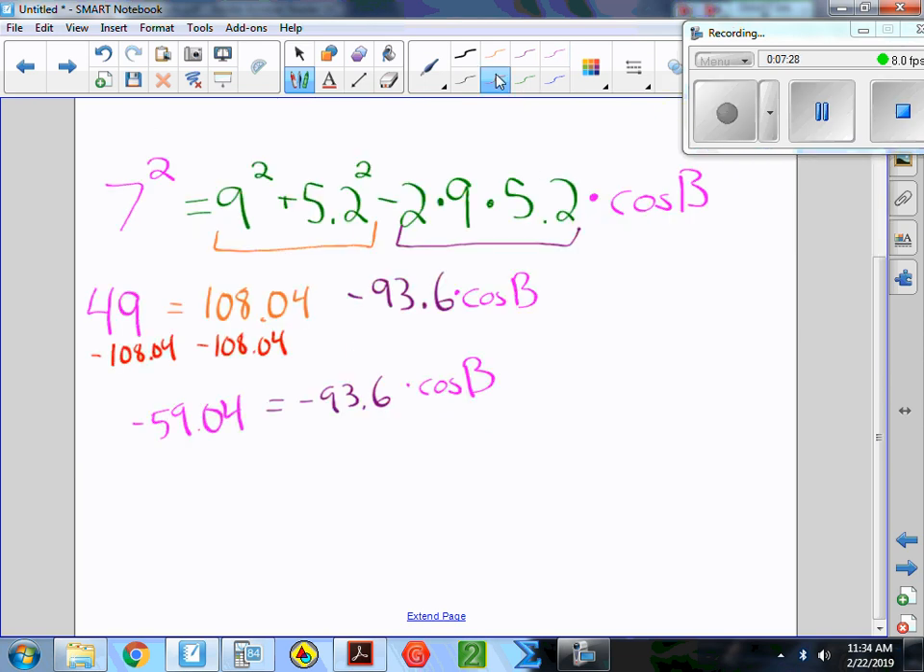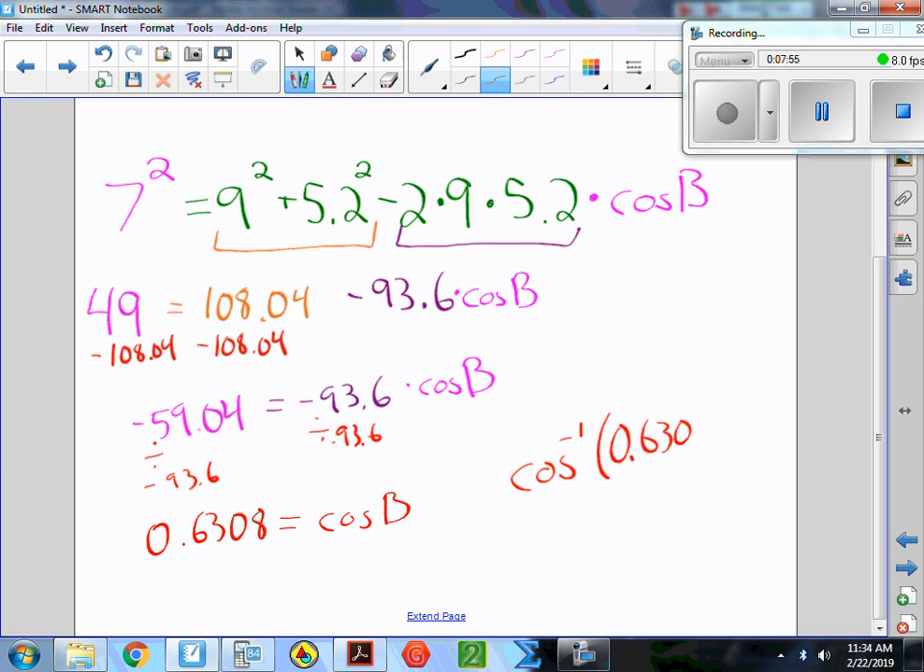I'm going to divide by negative 93.6. And I get a decimal that I'm rounding, 0.6308, which will equal the cosine of B. Which means I'm going to do the inverse cosine of my ratio, and that will give me angle B. So I'm going to go to my other calculator so you can see that.